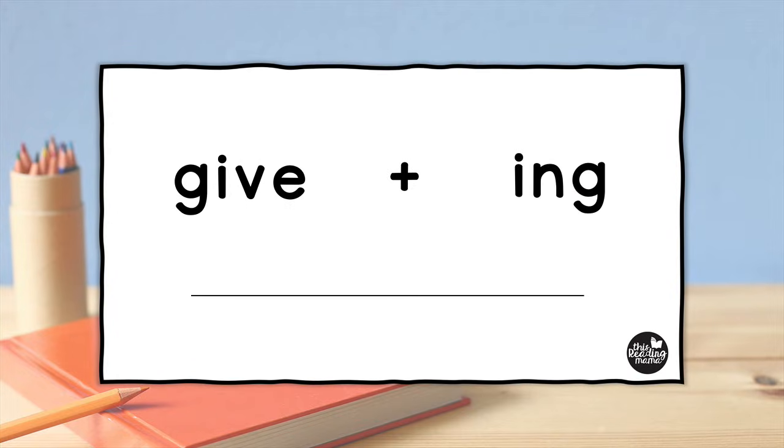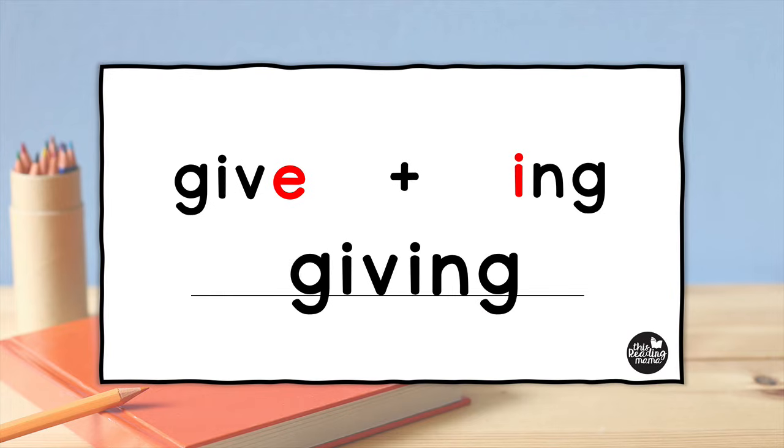Let's say we have the word give and we want to add ing to it. We need to first ask ourselves, do we have a base word that ends with a silent e? And give, yes it does. It ends with a silent e. But that's not enough. We need to ask ourselves, are we adding a vowel suffix? And we can see that ing starts with a vowel. So yes, we have a vowel suffix. So that means when we write the word giving, we're going to drop the e to spell it.